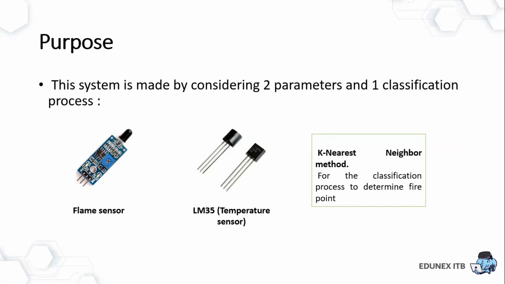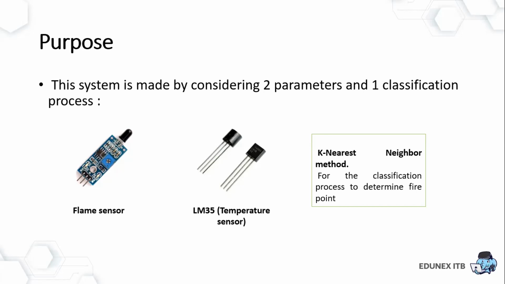an electrical quantity in the form of voltage, and the fire parameter, which is detected by the flame sensor, which works by receiving light waves generated by the candle flame. The value detected by the LM35 sensor will be processed for the classification process using the K-nearest neighbor method.